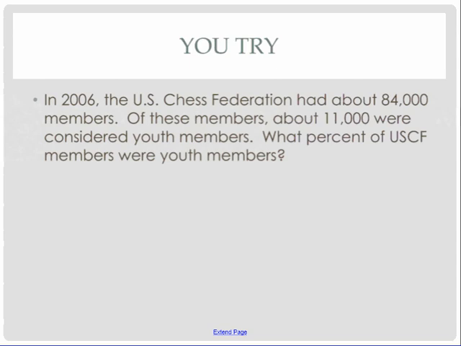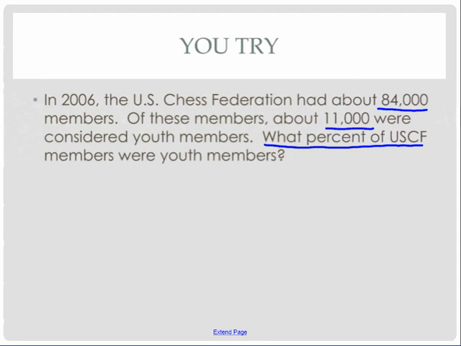In 2006, the U.S. Chess Federation had about 84,000 members, and 11,000 of these were youth members. What percent of the U.S. Chess Federation were youth? So notice that this doesn't ask for what's the percent change. Nothing is changing. It just strictly says what percent of USCF members were youth.